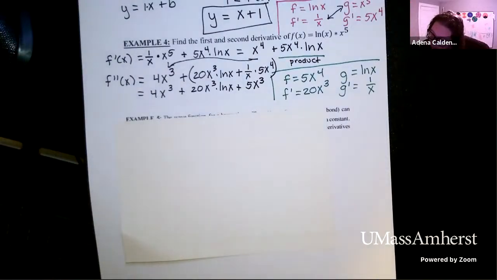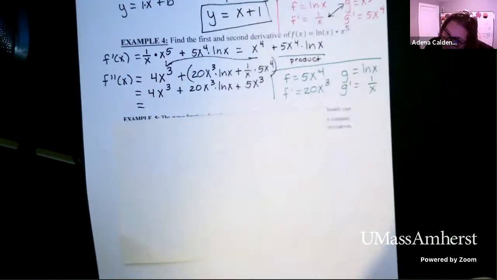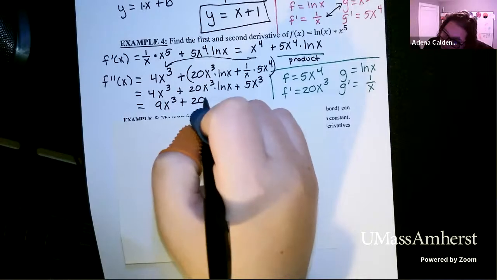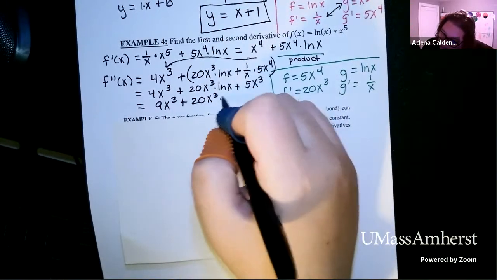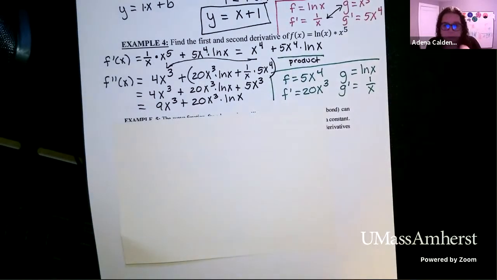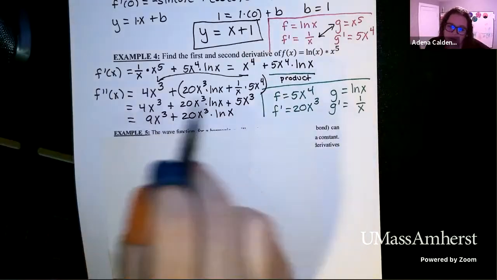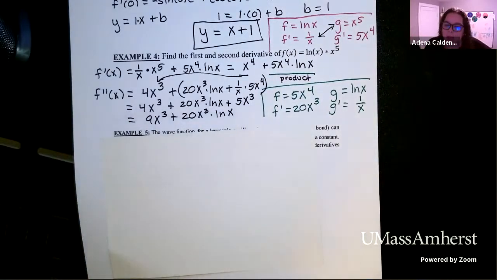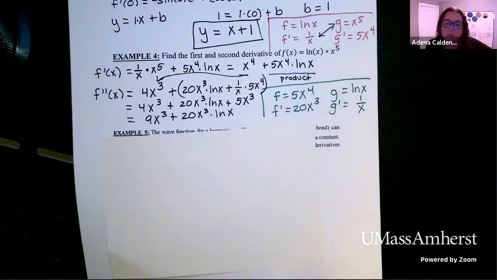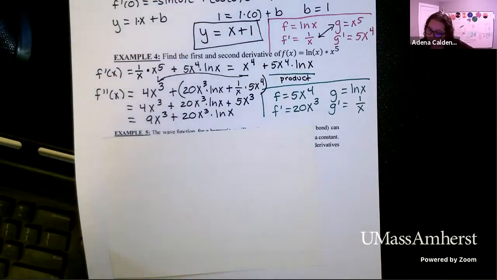So now I have 2 terms that have an x cubed in it. I can combine those. So I have 9x cubed plus 20x cubed times ln x. Okay, so here I have my second derivative. And again, I had to do another product rule on my first derivative to get to my second derivative. Okay, so sometimes you have to do it more than once.